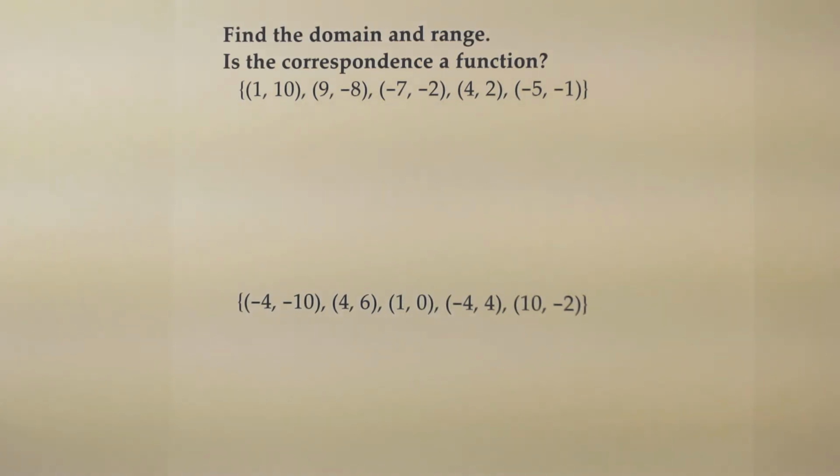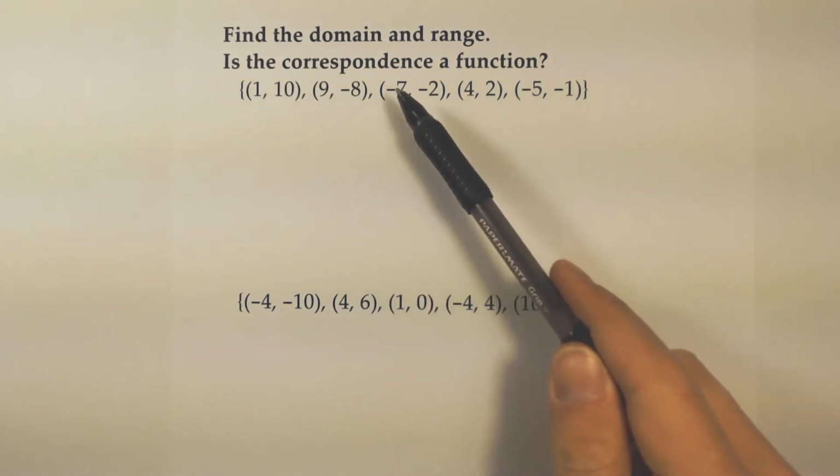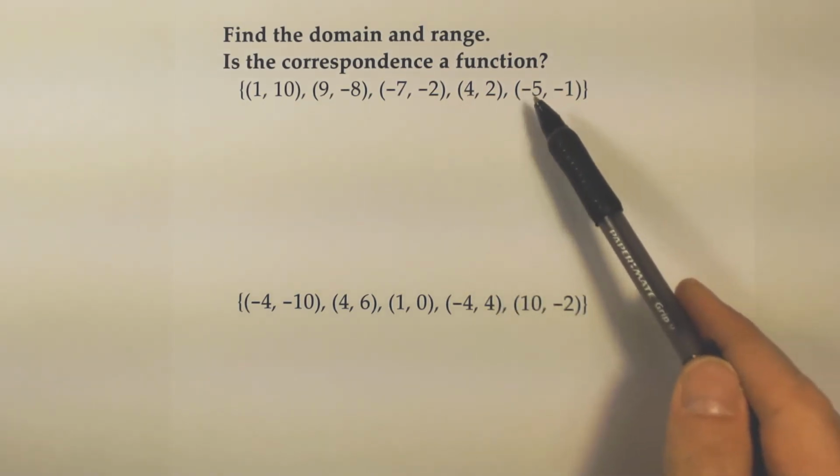Here we're given a couple of correspondences. We're asked to find the domain, the range for each correspondence, and then to answer the question, does it represent a function? So these are ordered pairs, or points in the Cartesian plane.